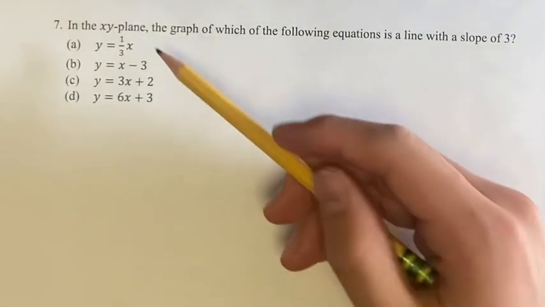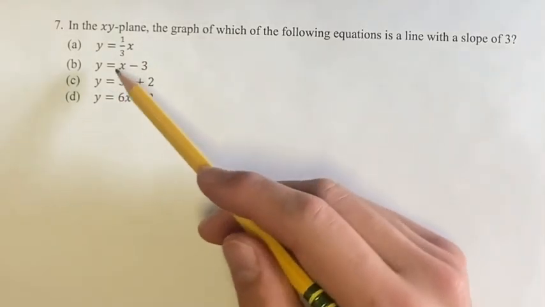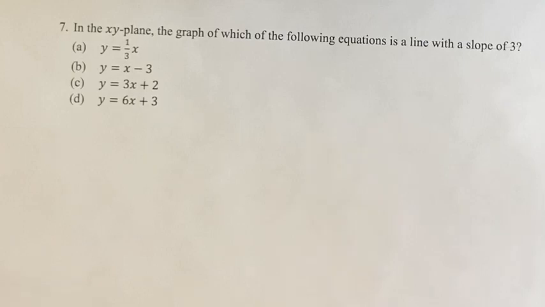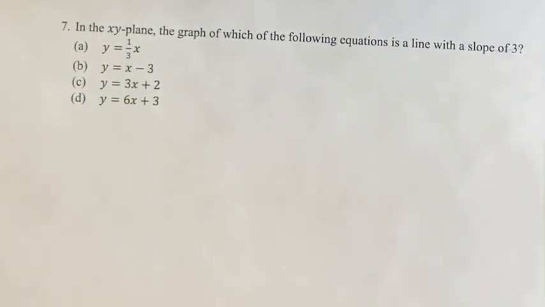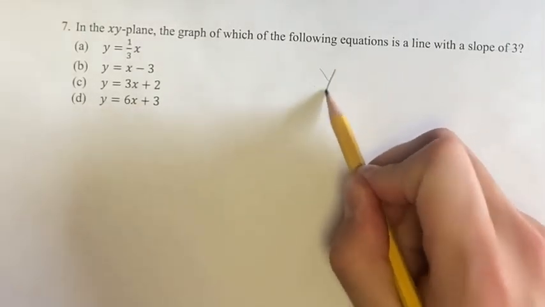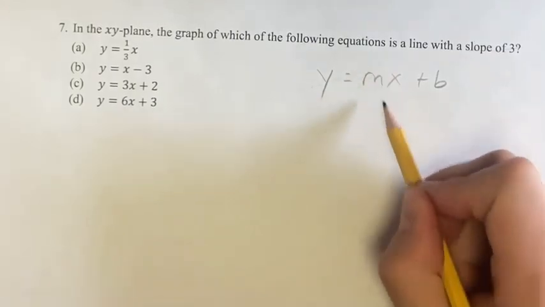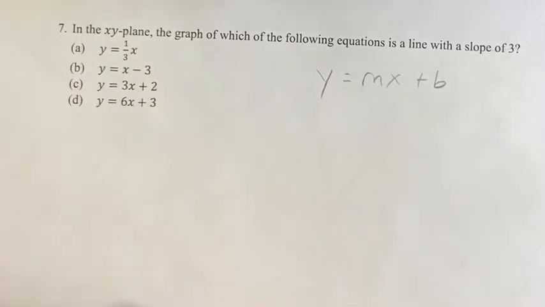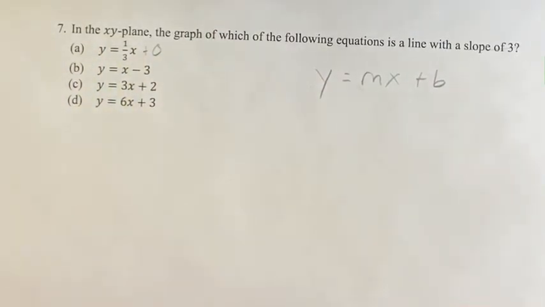In this problem, we are given the equations of 4 lines, and we're told the graph of which of the following equations would have a slope of 3. So, these equations are all in slope-intercept form, right? Where we have y is equal to mx plus b, where m is just a constant and b is just a constant. The only one that doesn't look like that is A, but that's just because there's a plus 0. B is 0 in this case.